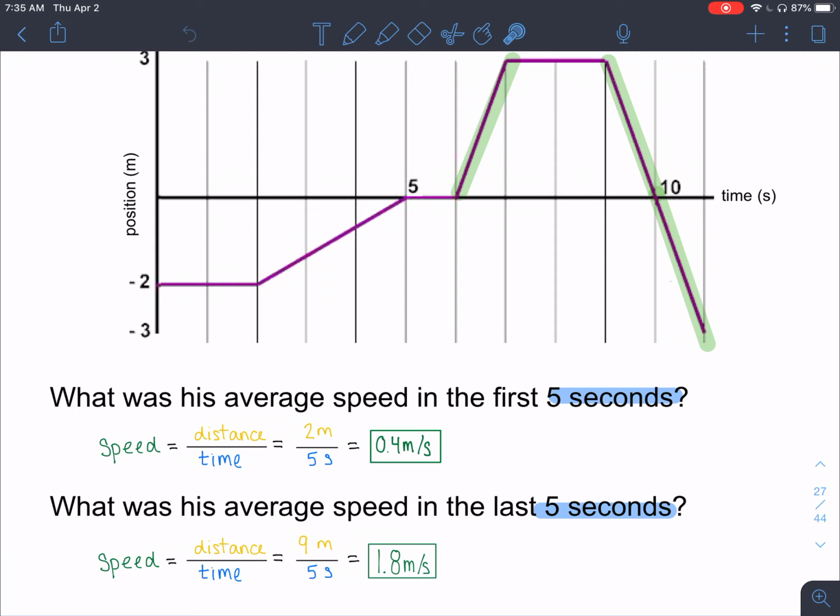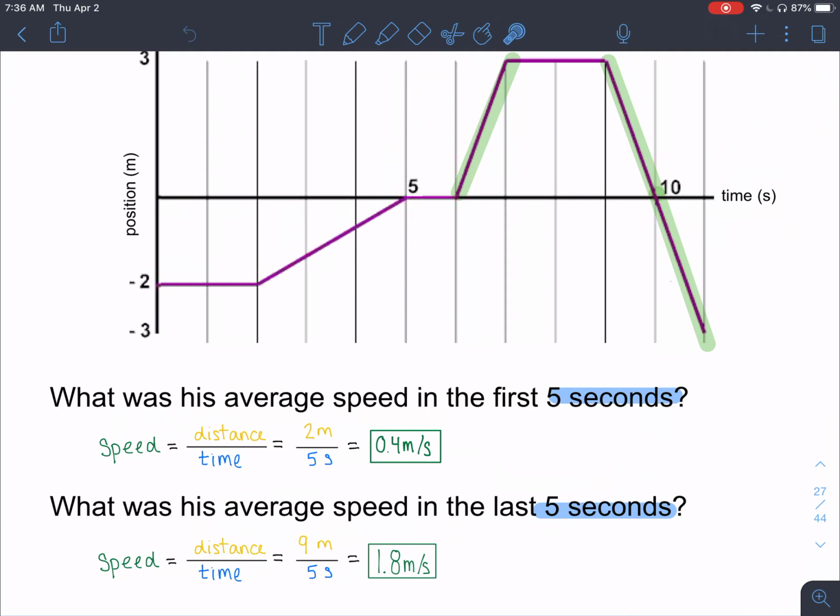So what was his average speed the first 5 seconds? For average speed, you need to have the distance that was traveled. No distance was traveled along this first line segment. 2 meters was traveled along the second line segment. So the total distance that was traveled from the start to 5 seconds was only 2 meters. For the last 5 seconds, from here to here, the object was not moving and then went 3 meters in just 1 second, not moving again, and then traveled another 3 meters.